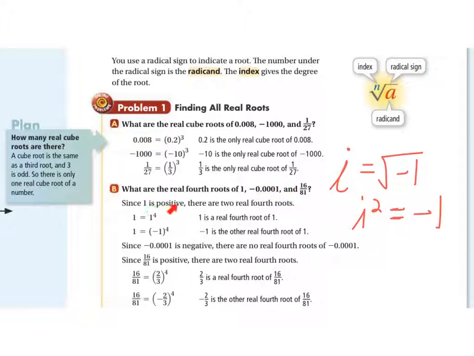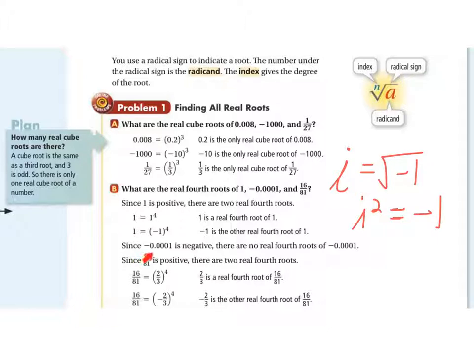Since 1 is positive, there are 2 real fourth roots. And we talked about this, the positive negative thing at the beginning here. It does catch folks up. They tend to ignore one of these. So obviously 1 times 1 times 1 times 1 is 1. But that works the same for negative 1. Negative 1 times negative 1 times negative 1 times negative 1 is the other real fourth root of 1.